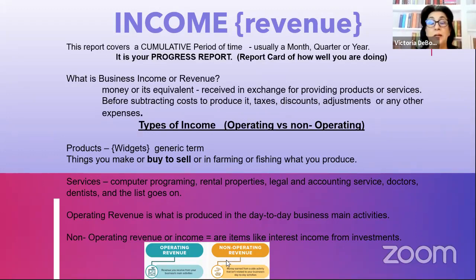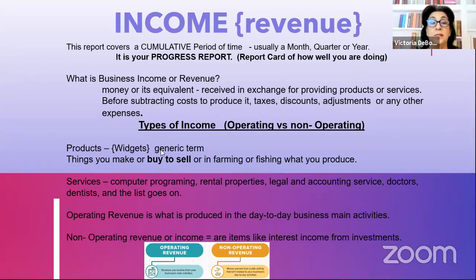Non-operating revenue are things like interest income from investments, any kind of income that comes in that isn't specifically generated by an operation that you do from the company, okay? So we'll jump back up here to operating.